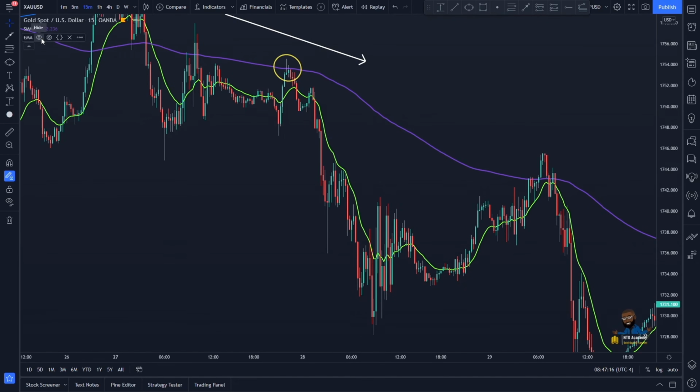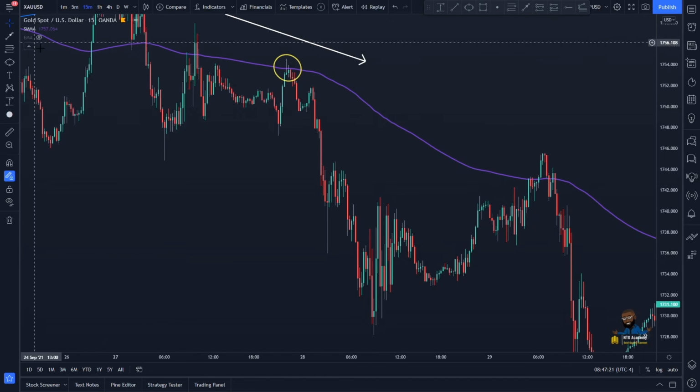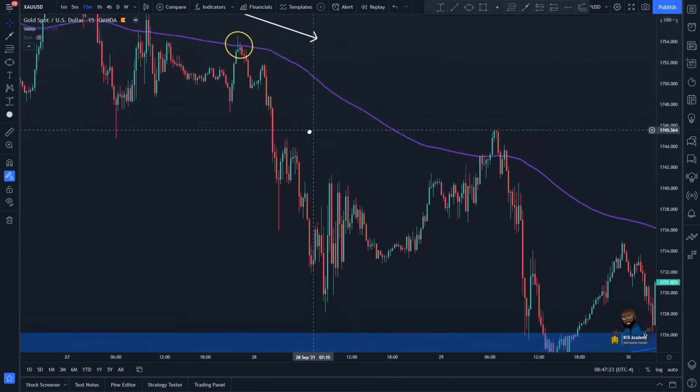You guys want to use that EMA right there for re-entries. This is just normally how I like to trade. I'm just explaining small details on how you can trade support and resistance, right?